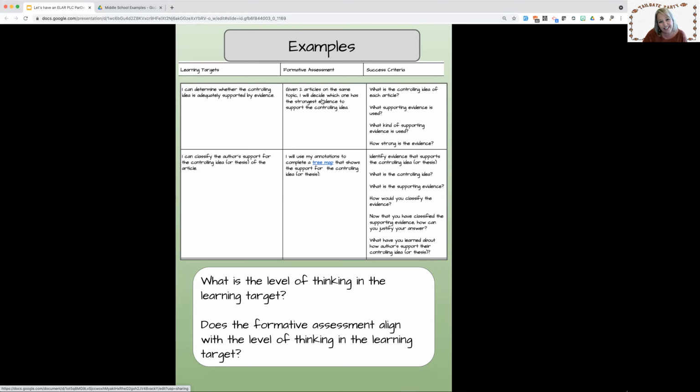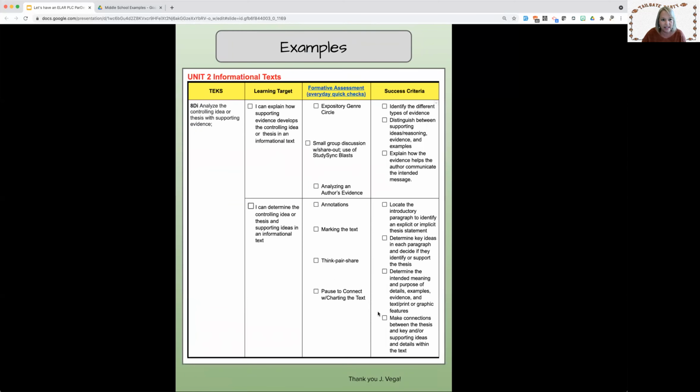Now, before I ever get to this activity though, there are other ways I'm going to be collecting evidence. So I wanted to share with you just some of those other ways. Mr. Vega shared this, and I think this is such a great example. I did do a little adaptation for middle school for this, but what he's done is he shared how they broke down the TEKS into the learning targets and then the formative assessments, the quick daily checks. So you can see that they're going to be using a text and using that text to explain how the supporting evidence develops the controlling idea.